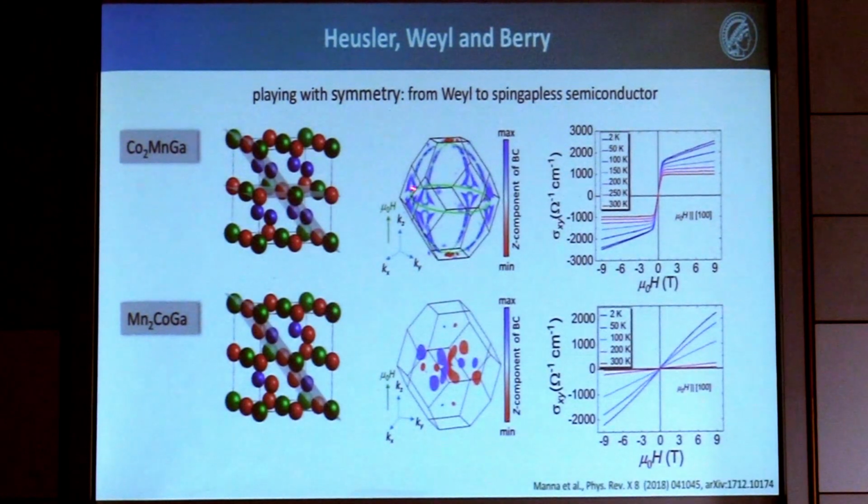But what do we do if we remove this mirror plane and make, for example, the same compounds with the same number of valence electrons? We can do it. So we remove this mirror plane here.